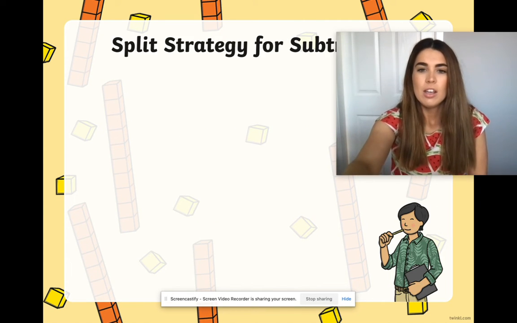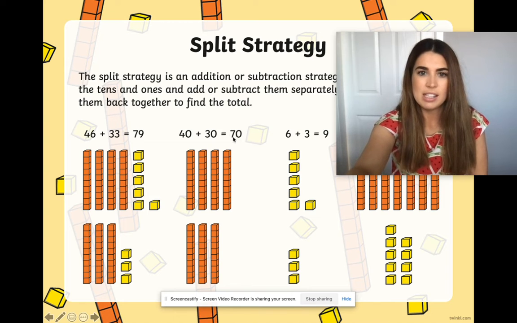9. So now I have the number 70 and 9. I added the 10s first, and then I added the 1s next. And I've got the answers 70 and 9.